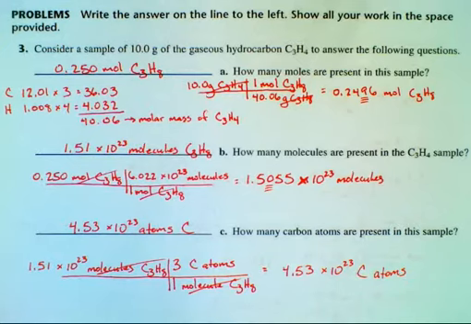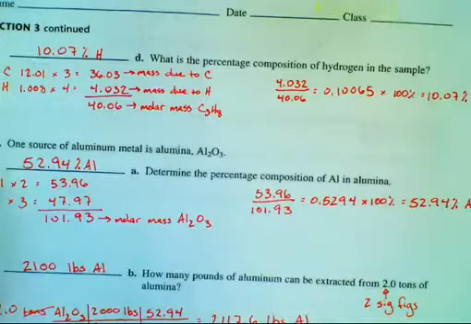C then asks me how many carbon atoms are present in this sample. Well, I start with the number of molecules that I have. Because I know that for every 1 molecule of this hydrocarbon, there are 3 carbon atoms. How do I know that? Because the formula is C3H4. For 1 molecule of this, notice there's 3 carbon atoms. So that actually becomes my conversion factor. And my final answer is 4.53 times 10 to the 23rd carbon atoms.